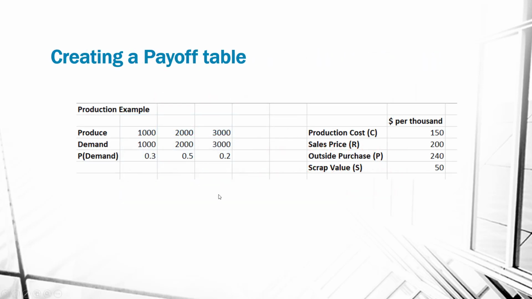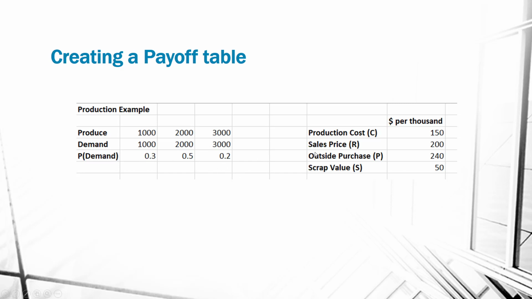All right, this next example actually goes through, if you've been wondering, how do they actually come up with a payoff table? So to create a payoff table, let's say this is some production example. They're producing some item, and we can produce either 1,000, 2,000, or 3,000. And we know that a company is going to demand either 1,000, 2,000, or 3,000. We don't know how many they're going to demand. And then the probability of each one of these demands.